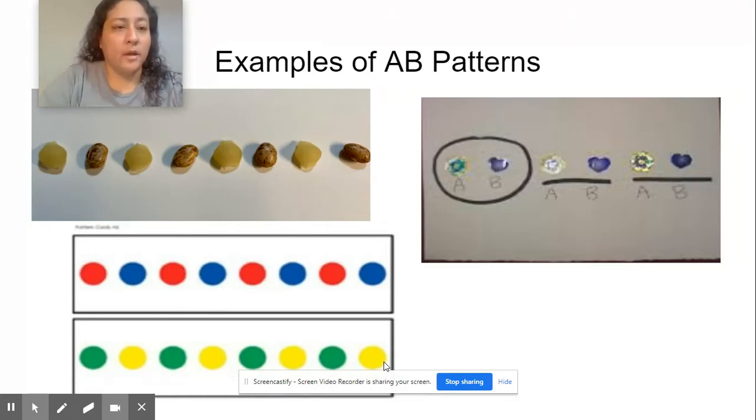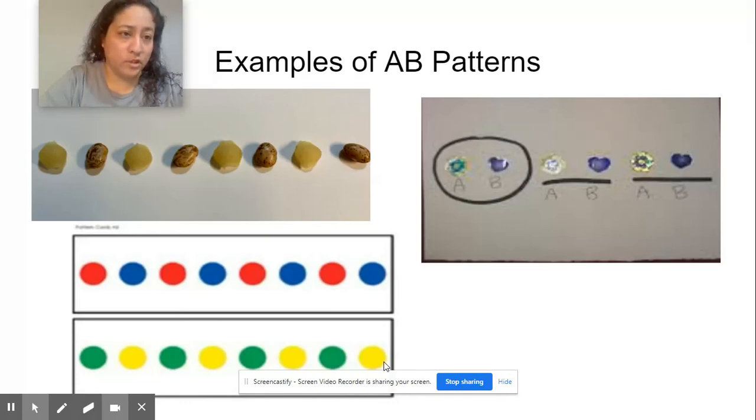So go ahead and work with your mom and think about two things that you can use to create an A-B pattern. You try to create it and then show it to your mom so she can check it. And if it's correct, go ahead and take a picture and send it to your teacher. And if it's not correct, mom can help you correct it, but at least you try to do it first, okay?